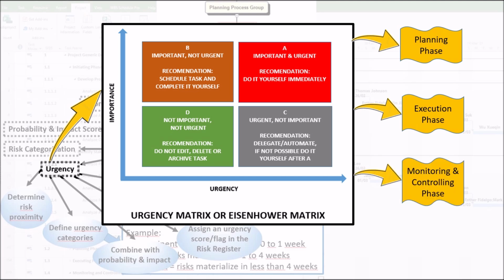Third, in the monitoring and controlling phase, the urgency matrix is a key tool in periodic risk reviews to reprioritize actions and reallocate resources. As an example, suppose a 6-month software project. A risk of third-party API deprecation might be flagged as distant in month 1, but by month 5 it becomes imminent, triggering an urgent mitigation plan. Without the urgency matrix, the team might have ignored it until it was too late.